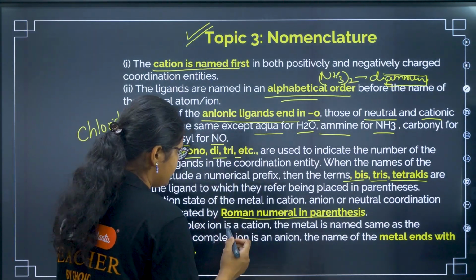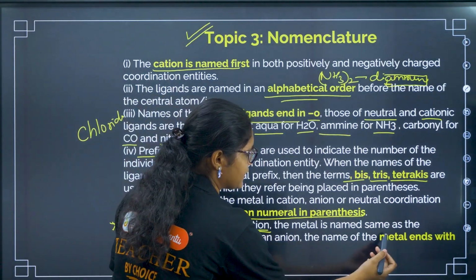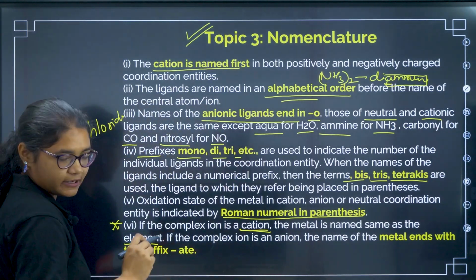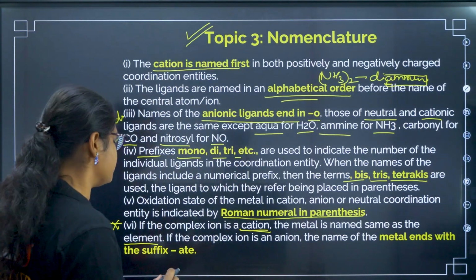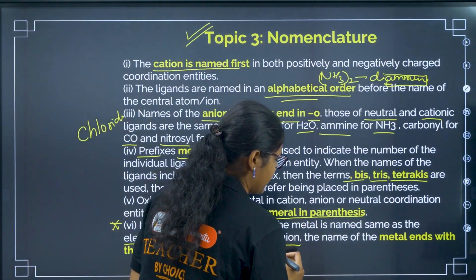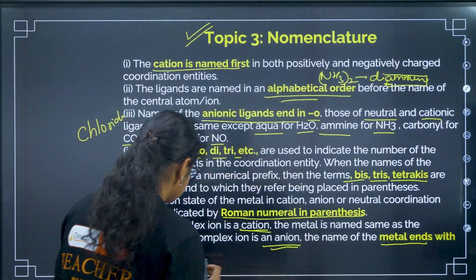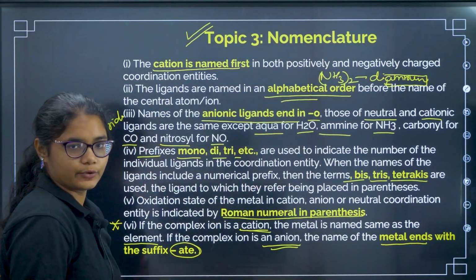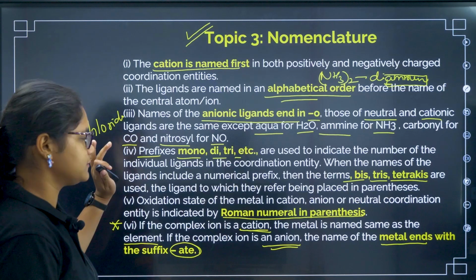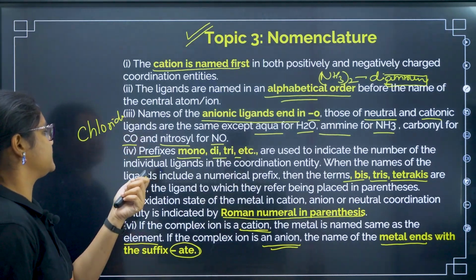If the complex ion is a cation, then the metal ion is named as the same element. For example, iron, then you have to name it as iron. But if the complex ion is an anion, then the name of the metal ends with the letters ATE. Okay, we'll see the examples. I have just explained the rules, now I'll do some examples here.